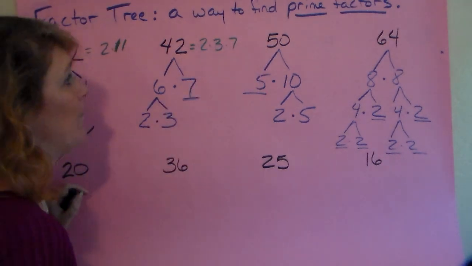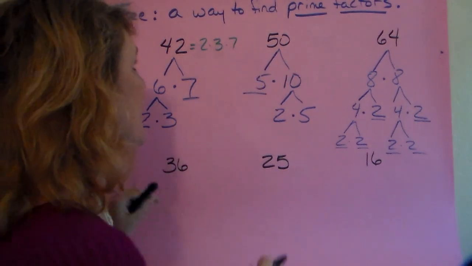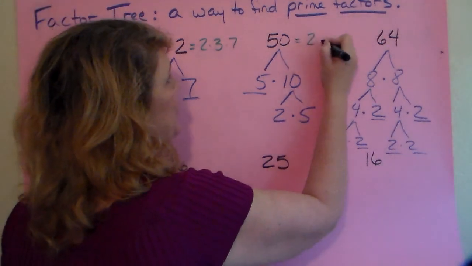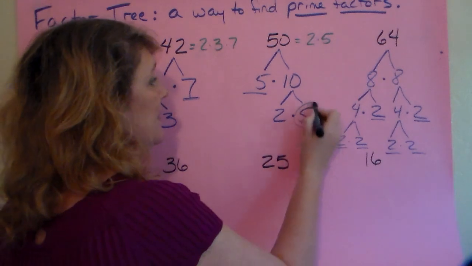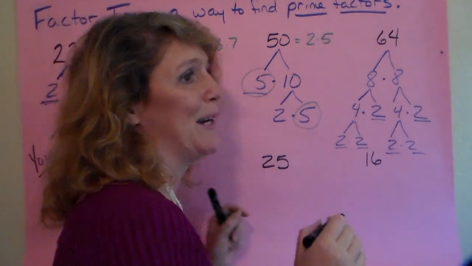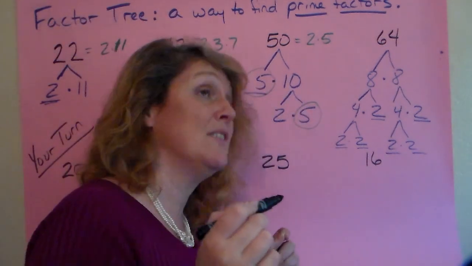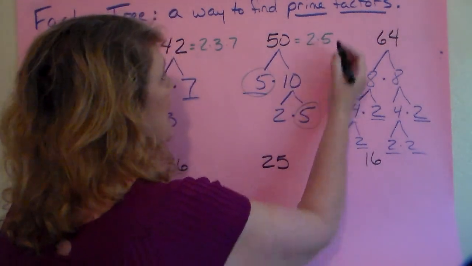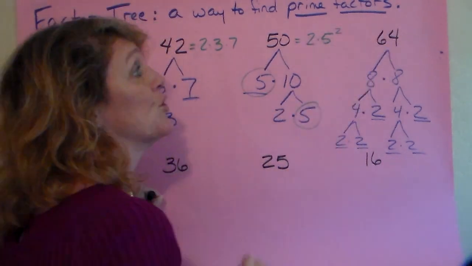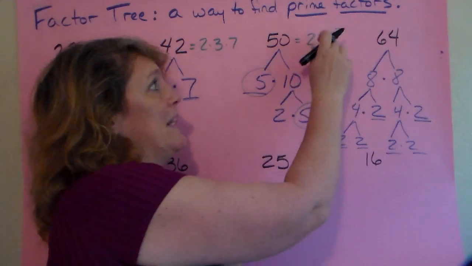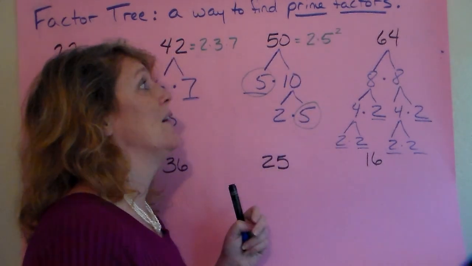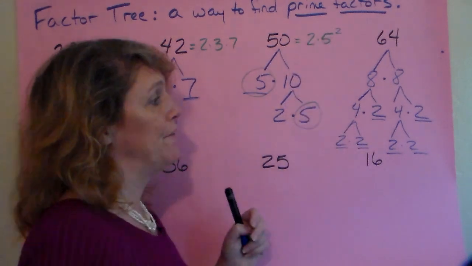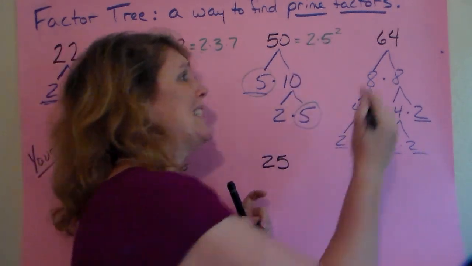so the numbers are getting bigger. The answer to 50 is not 2 times 5 times 5, because 5 times 5 we know how to write with exponents, don't we? The answer to this is actually 2 times 5 squared. That tells me there are 2 5s. And now you're not writing this big number.